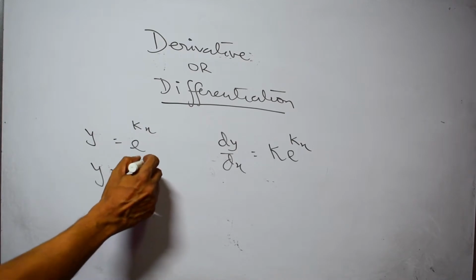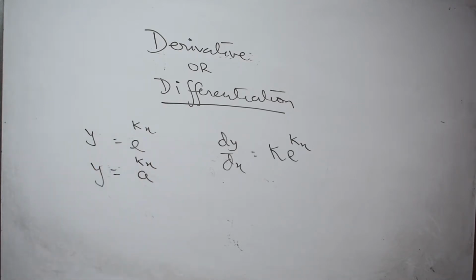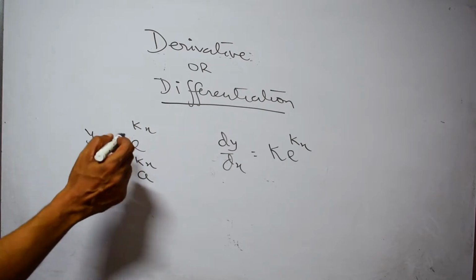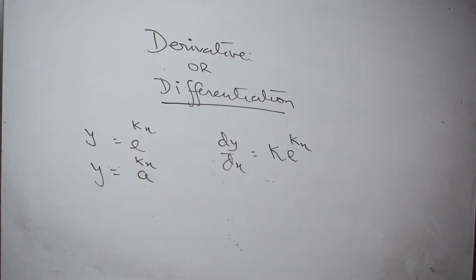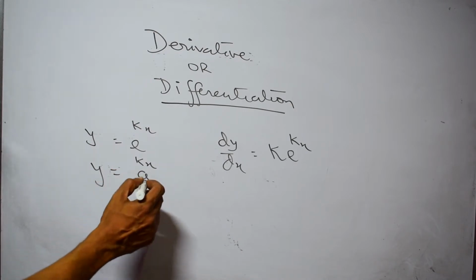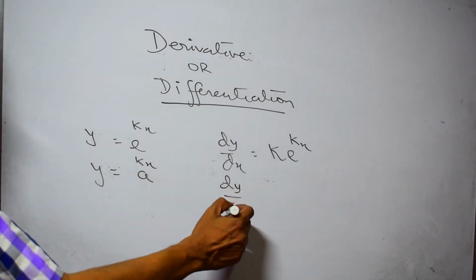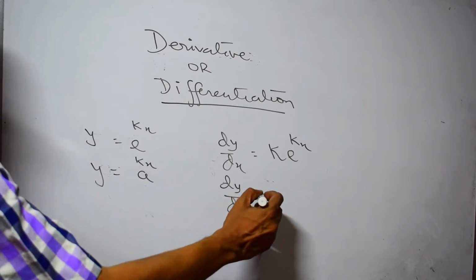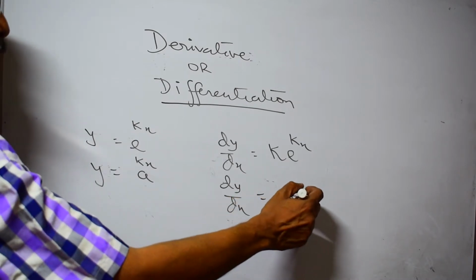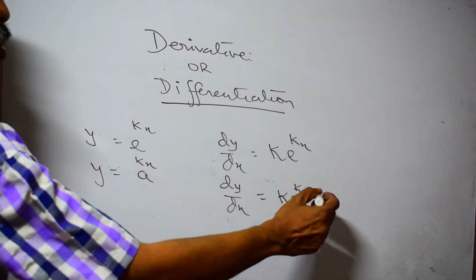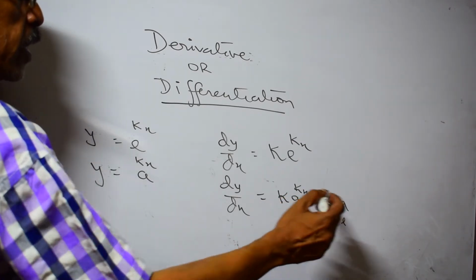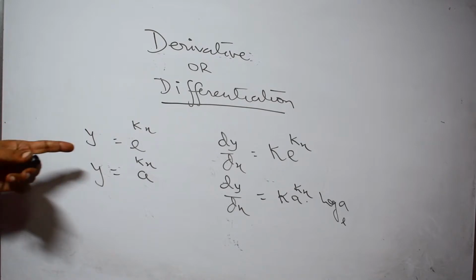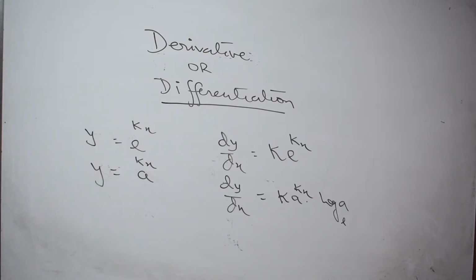Next, y is a to the power kx, where a is any other number than e. e is a special number in mathematics, but a is any fixed value. Then the result will be k a to the power kx into log a to the base e. So the two cases are e to the power kx and a to the power kx, and the difference is that e is a particular number, that is exponential, while a is any number.